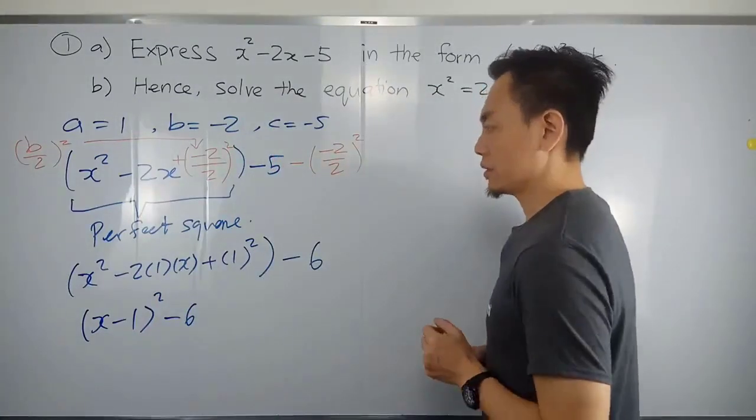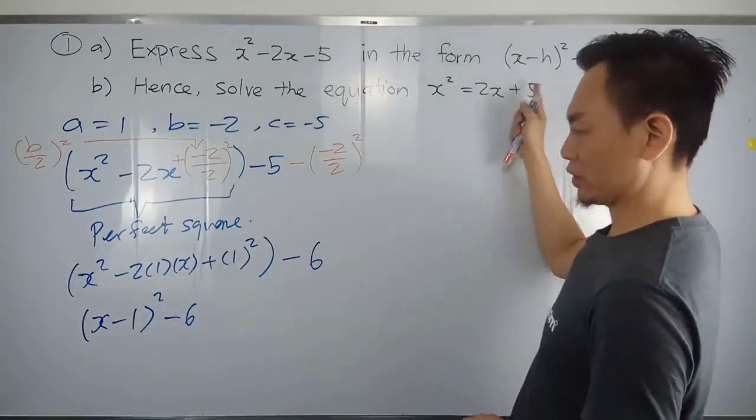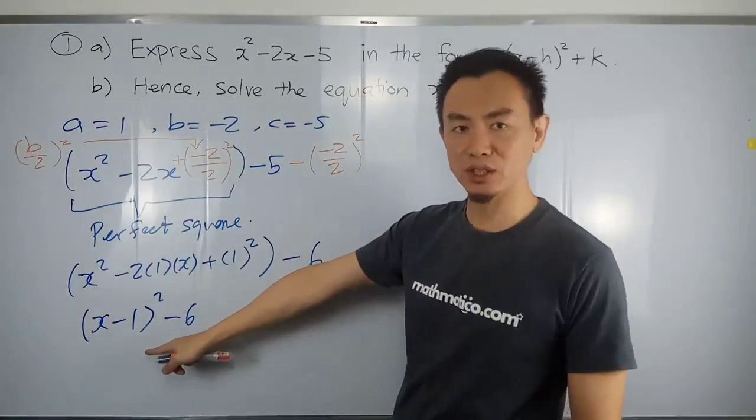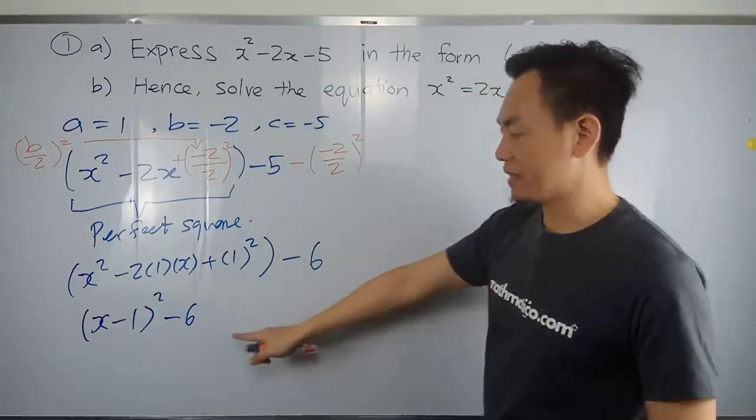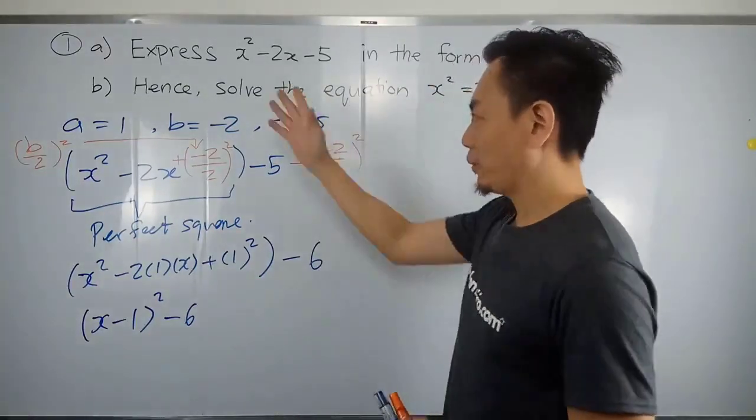Right. So that's it. This is completing the square done. So you can see that the h here, x minus h, is x minus 1. So that means h is 1. K here is negative 6. Simple. We're going to go to part B now.